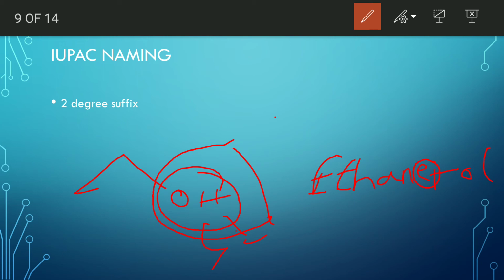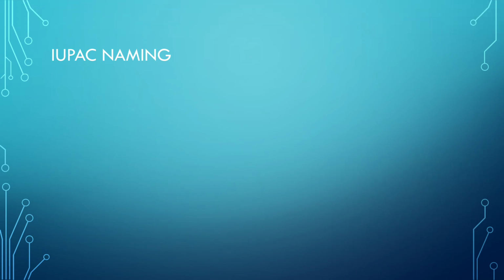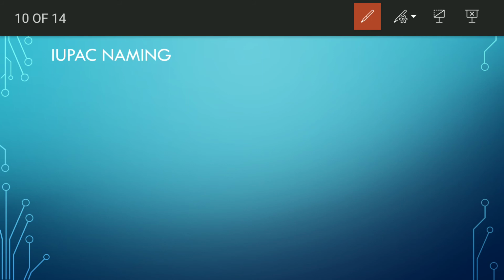But when we have both vowels at a time, A, E, I, O, U, so if we have both vowels at a time, we would eliminate this E and we will write it as ethanol. So this is its IUPAC name. OL is its 2 degree suffix, AN is its 1 degree suffix, and eth is the word root. So you must have understood the 2 degree suffix. And one more example.